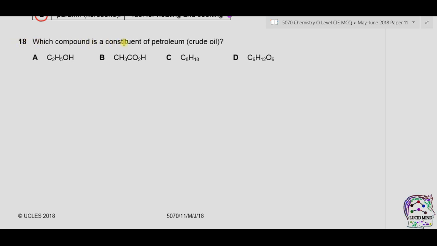Question 18. Which compound is a constituent of petroleum crude oil? Petroleum is actually a mixture of hydrocarbons, mainly alkanes. Let's look into the options. In option A, we have C2H5OH. The OH functional group is present in alcohols and this is ethanol. As alcohol is not present in petroleum, A is incorrect.